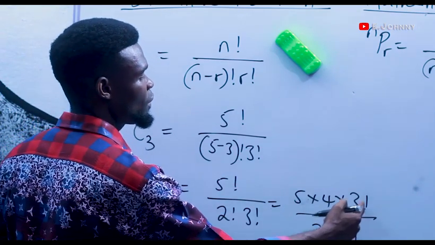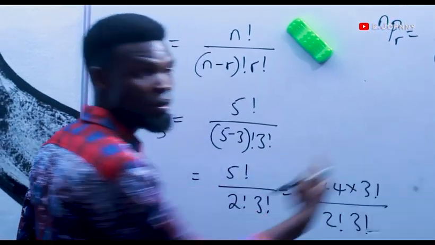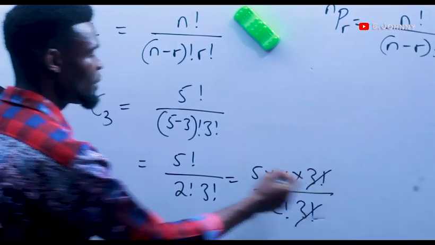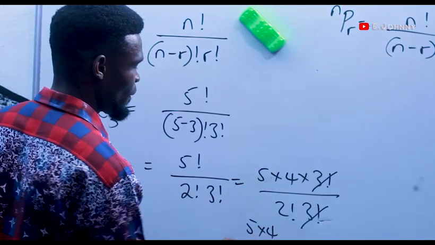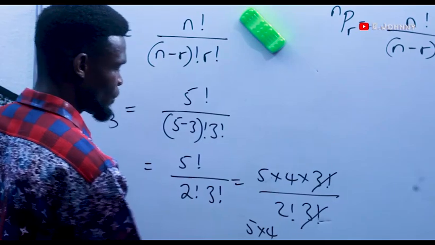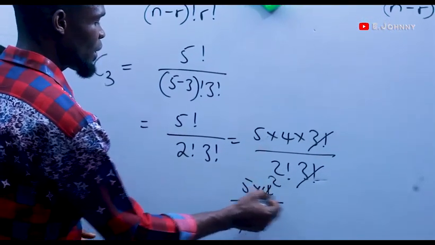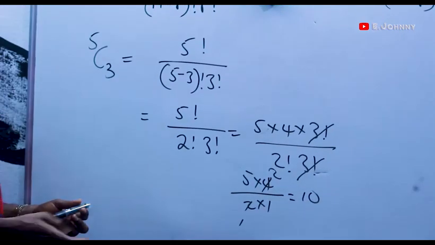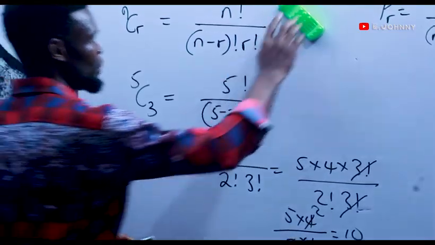Of course, you know that this is the same thing as 3 times 2 times 1. This one is also 3 times 2 times 1, which they will cancel out. So the same thing here, they will go. So I'll be left with 5 times 4 all over 2 factorial, which means 2 times 1, which is the same thing as 2. 2 here, 1, 2 here, 2. 2 times 5 is 10. That is how to use this formula to evaluate problems.